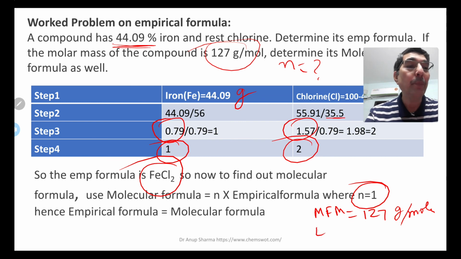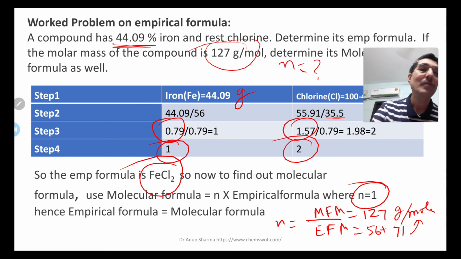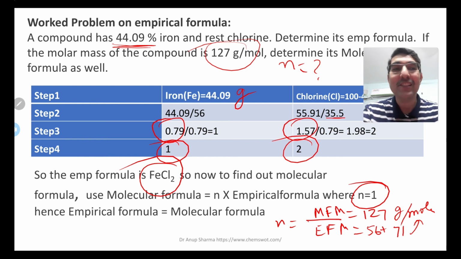And for the empirical formula mass, we have taken FeCl2, so Fe is 56 plus Cl2, which is 35.5 times 2, so it will be 71. If you add them together, it is 127, the same as the given value. So the molecular formula mass divided by the empirical formula mass gives n, and n is 1 in this case. I hope this makes sense to you.